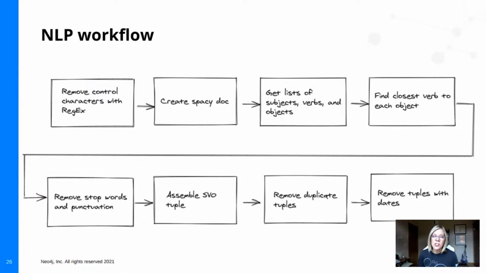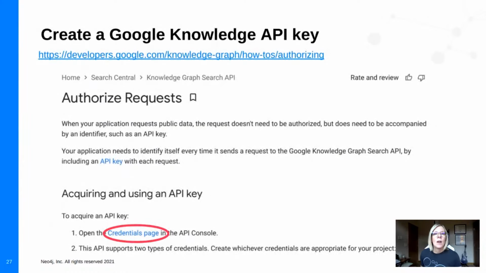The NLP portion is just a whole bunch of cleaning. We get rid of control characters. We're just going to do some light cleaning. We create a document in spaCy. Don't worry about this stuff. This is just how we are assembling our SVO triples, and I'll show you that at work here in a minute. Okay, once we have the SVO triples, we're going to make them a little more sophisticated by querying the Google Knowledge Graph.